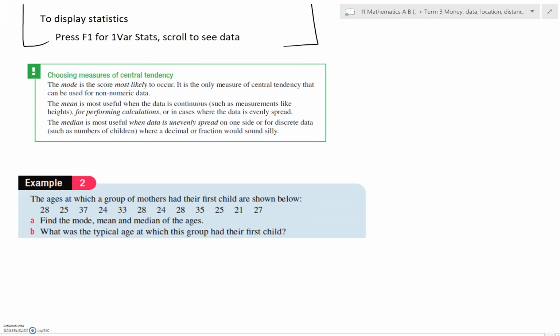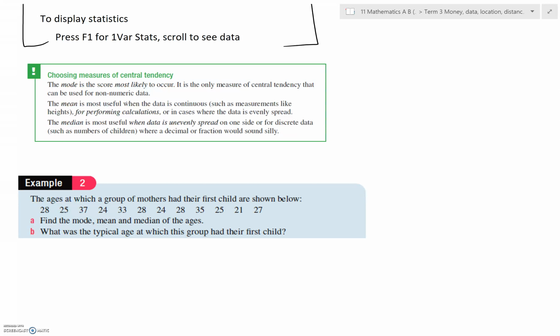Okay, so here is a little snippet from the textbook which just says what I've already told you. Mode, most occurring, mean, median. When are these most useful? So this is important information. The mode is the score most likely to occur. It's the only measure of central tendency that is going to help you when you've got data that's not numeric. So if it might be ice cream flavors or something like that, it's the one you're going to use in that situation.